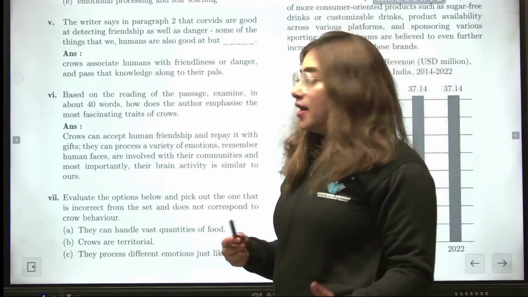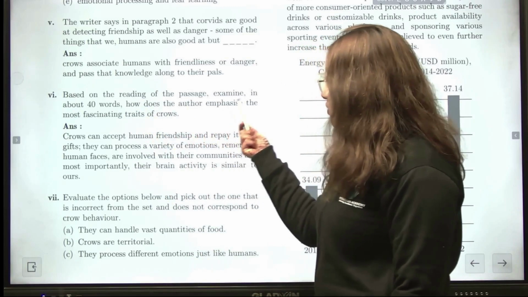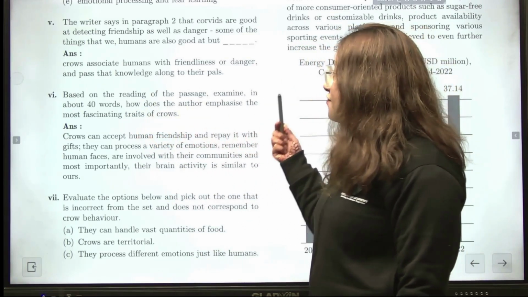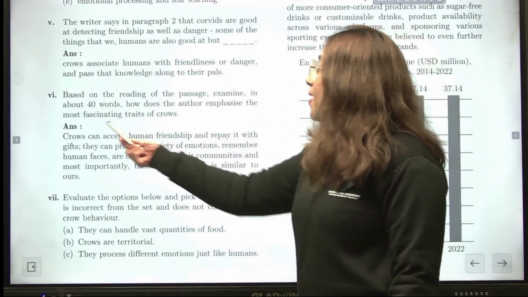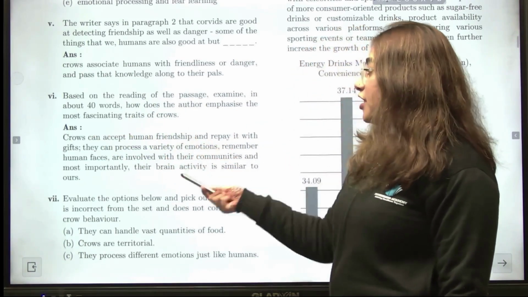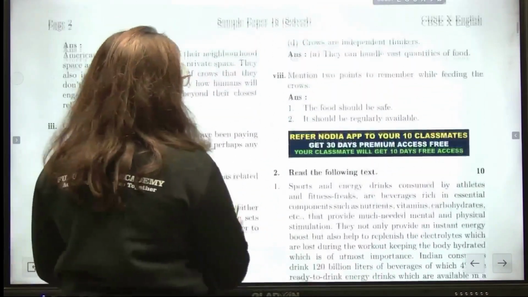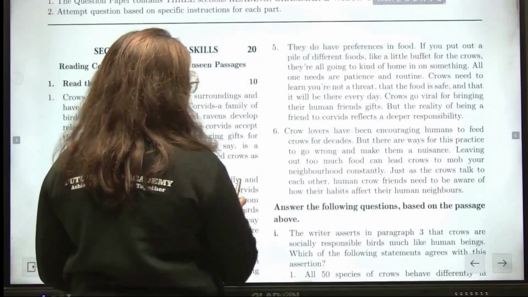So let's read the next question. Based on the reading of the passage, answer in about 40 words. How does the author emphasize the most fascinating trait of crows? तो अब आपने क्या बताना है? Most fascinating trait of crows. ठीक है, समझ आया? So yes, we can read it further and then we can decide.